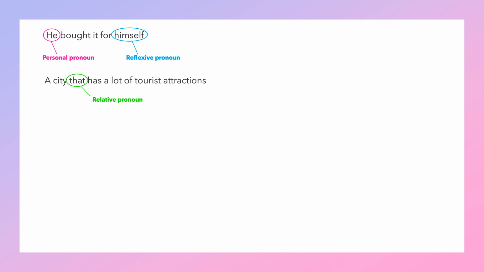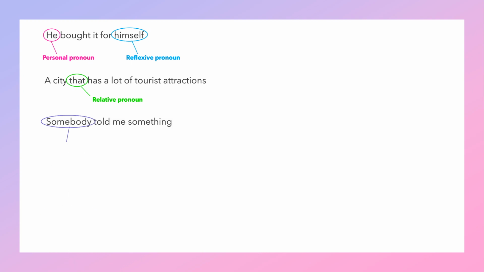A few examples. He bought it for himself. So just the one that we just did. Hang on. He is a personal pronoun. The one I was looking at was himself. So reflexive pronouns. A city that has a lot of tourist attractions. That would be a relative pronoun because it's how the tourist attractions are in relation to the city.